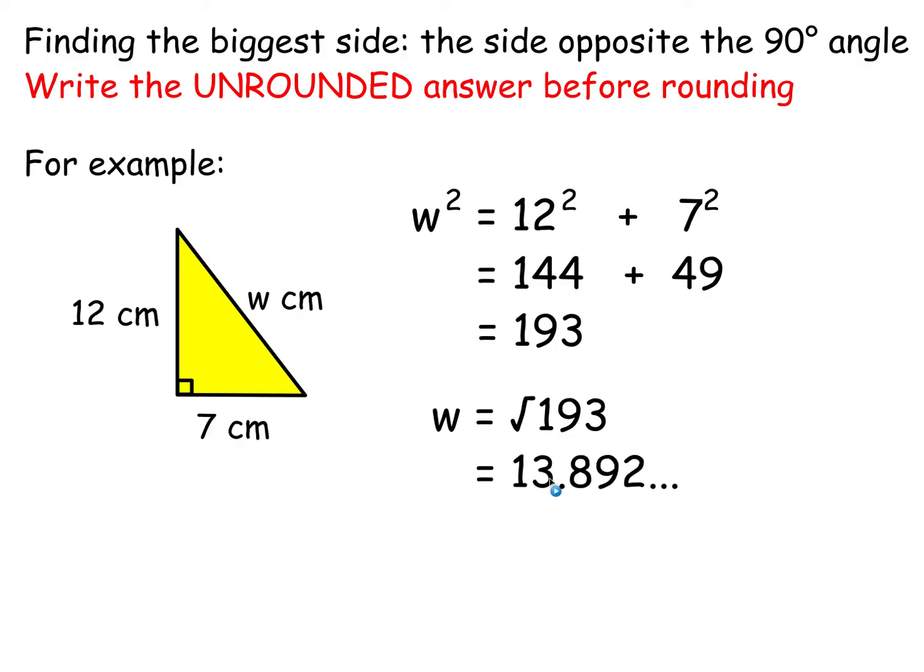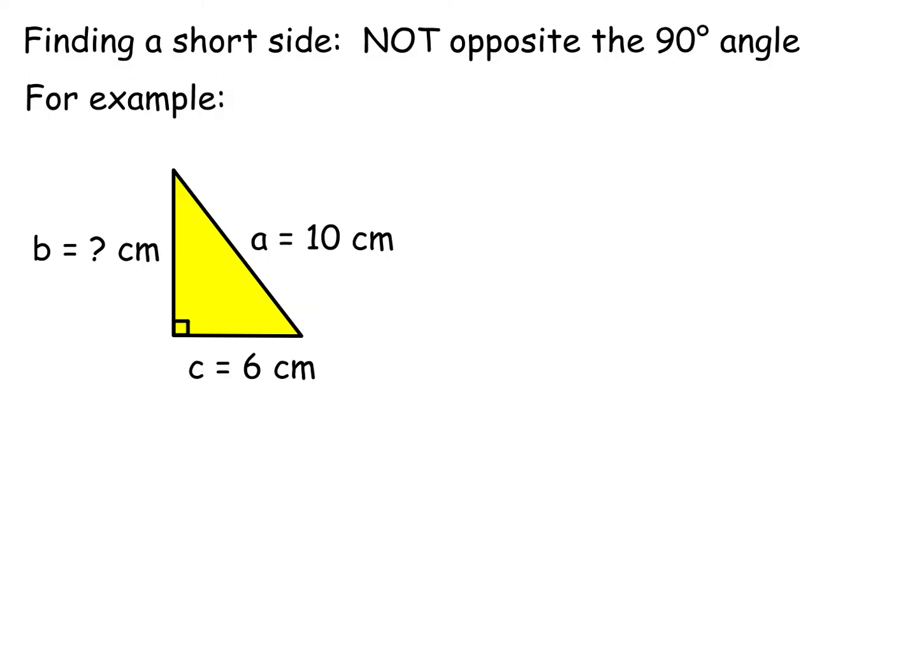Answer from the calculator. It will not give you an exact answer. You round it off. In this case, to one decimal place, it's 13.9. W is approximately equal to 13.9. So, to work out the hypotenuse, square and add. If you work out a shorter side, in this case, the hypotenuse is 10, opposite the right angle. We want a shorter side here, labelled B.